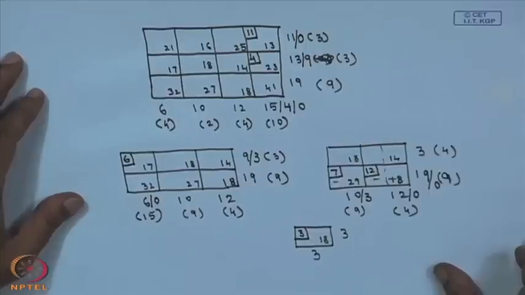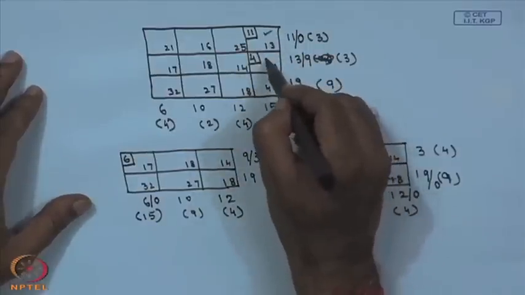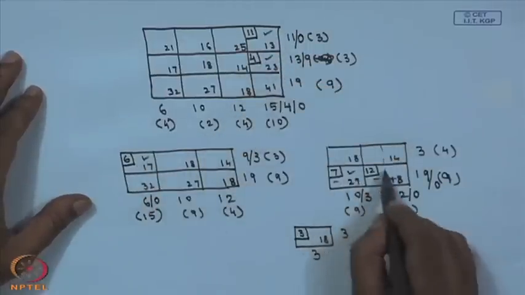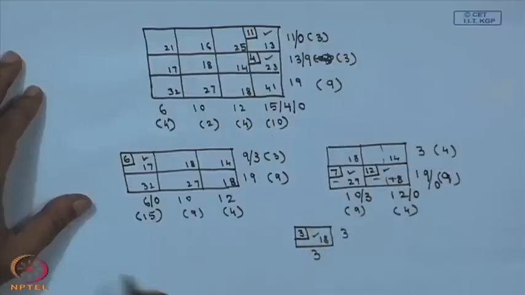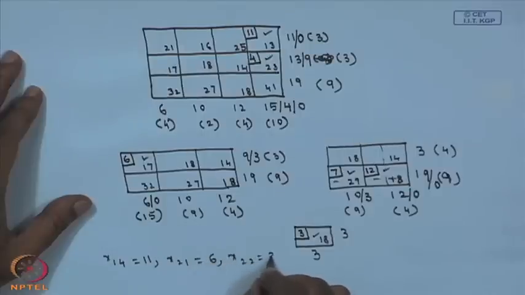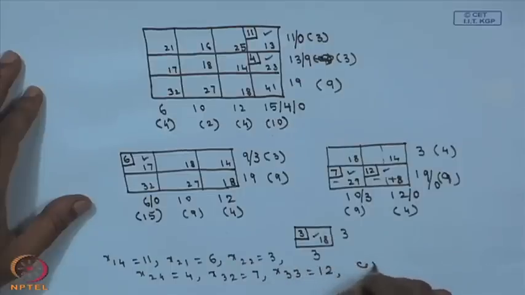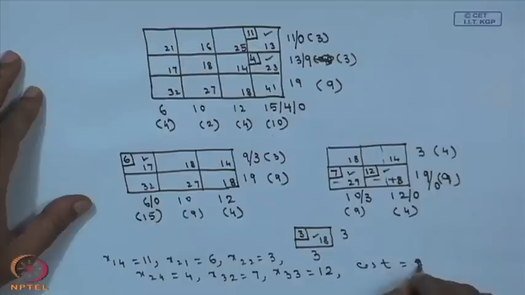So, you see you have allocated like this, one is this one, another is this, here this, then these two and this one. So, the solution I can write down: x14 is equal to 11, x21, I am just writing in order, x21 is 6, x22 is 3, x24 is equal to 4, x32 is equal to 7, x33 is equal to 12. And if you calculate, the cost will be 796.